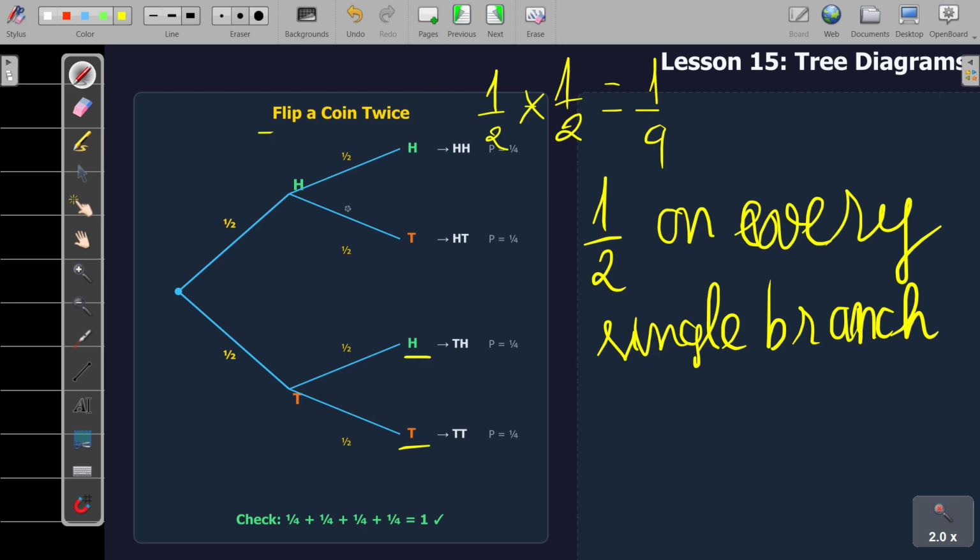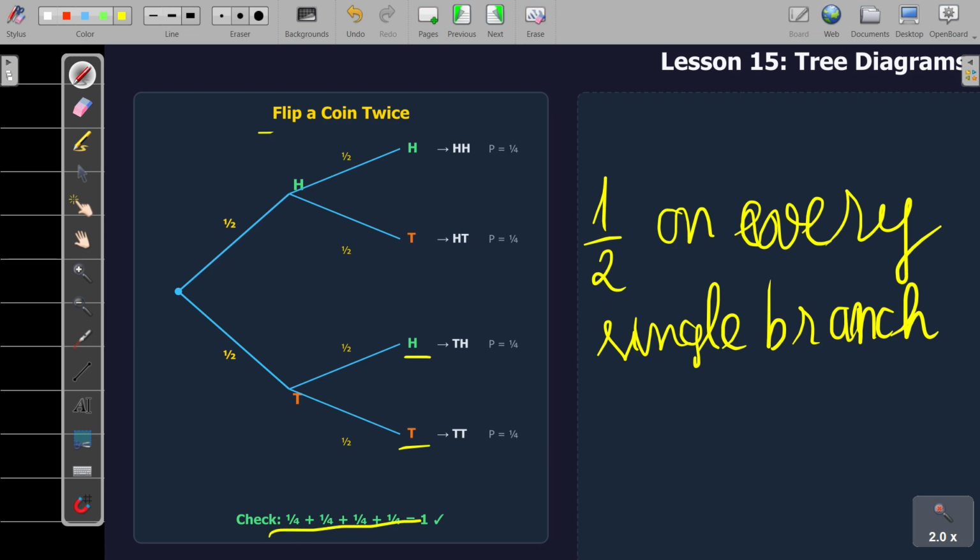Similarly, the probability of getting HT, which is heads and tails, is also a half times a half, which is 1/4. In fact, if you do the math for every single branch, you will quickly find that all 4 outcomes here have 1 in 4 chances. And if you want to do a quick check, you add all the probabilities together for the final outcomes at the end of the tree. They must always equal exactly 1 whole, 100%.